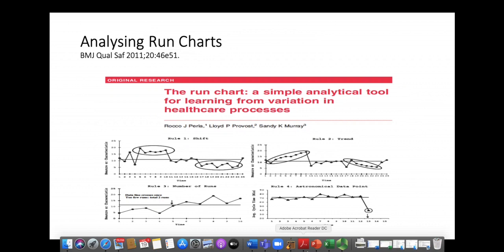This is a reference to a paper in the BMJ Quality and Safety from 2011 of some simple rules that can be used to help analyze run charts. These rules help show that the patterns seen in the data are actually statistically significant.